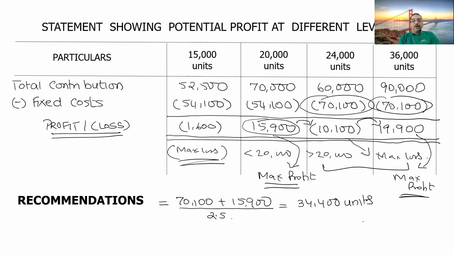So now these 34,400 units are in that range of 24,000 and 36,000. So what should be the price? The selling price in that case would be 18 rupees per unit. Therefore, to reduce the selling price to 18 rupees per unit, a minimum of 34,400 units should be sold.